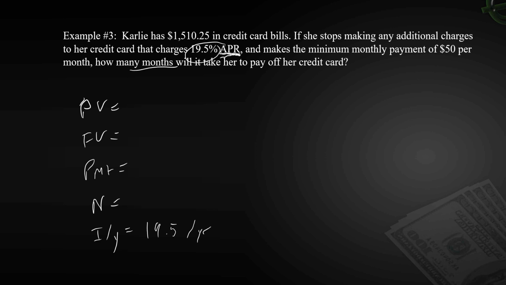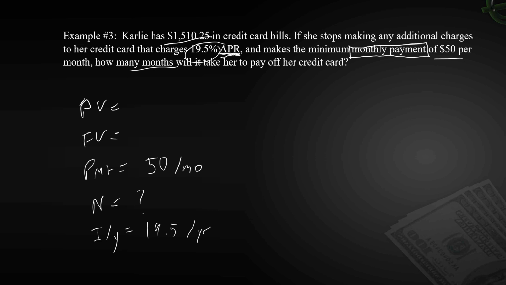How many months? So we're looking for time, right? How long will it take her to pay off her credit card? Now we have two numbers left, 1,510 and 50. The question becomes, where do these go? Our rule for payments is that the payment repeats. She's going to make a payment every month, over and over. Because that's repeating every single month, it's got to be our payment.